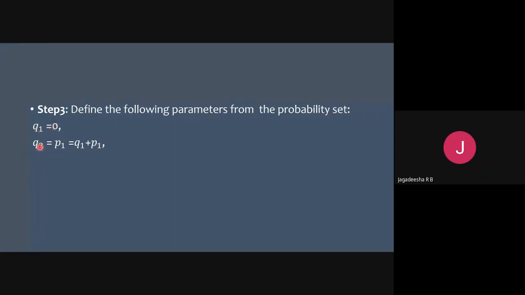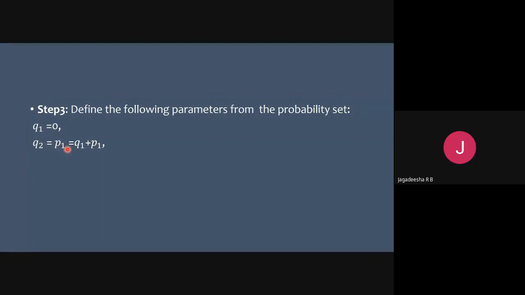The second parameter is Q2. How to find out Q2? Q2 is equal to P1. What is P1? P1 is the probability of the first symbol or message. Since we know the set of probabilities, we already know the elements of the probability set. I said maybe 0.4, 0.3, 0.2, and so on. So the probability of the first message itself is Q2. And it is equal to Q1 plus P1. What is Q1? 0. So 0 plus P1 is P1 itself. So this equation has meaning, right?